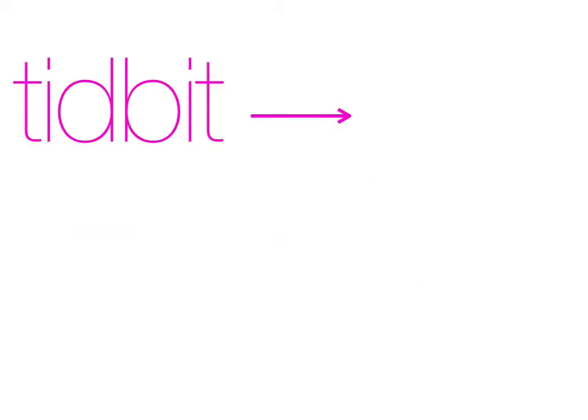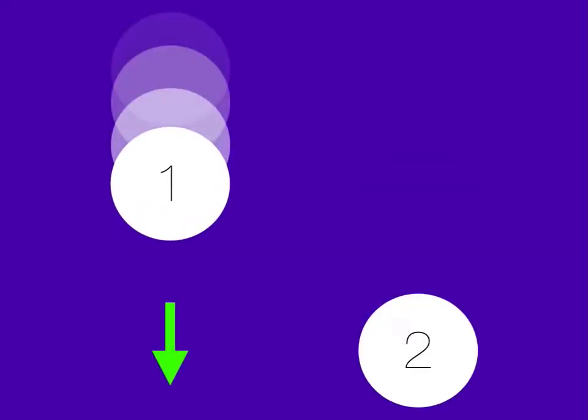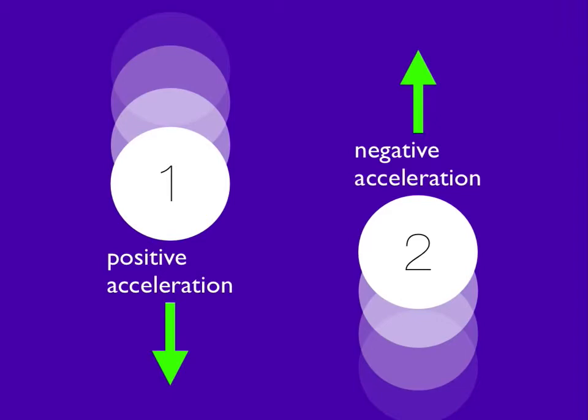In addition, just like velocity, acceleration sign is really important too. If we have two objects accelerating in opposite directions, one will have a positive acceleration and the other will have a negative acceleration. Looking at an example with two balls, the first ball accelerates downward, the second ball accelerates upward. Ball 1 has positive acceleration, and therefore ball 2 has negative acceleration. So, to recap, acceleration, average acceleration, and acceleration's sign.